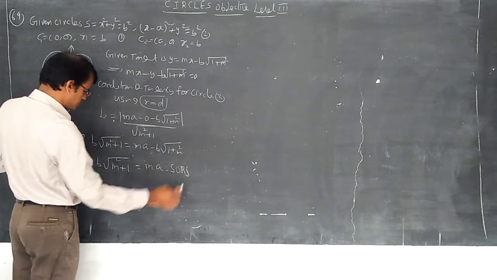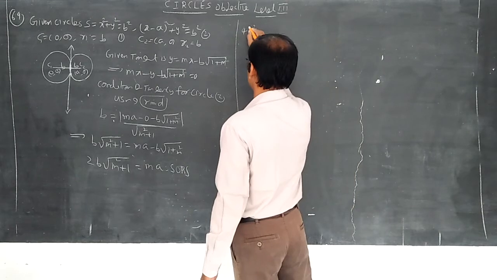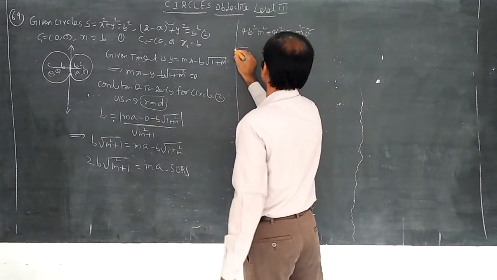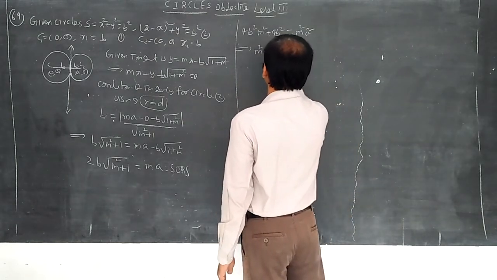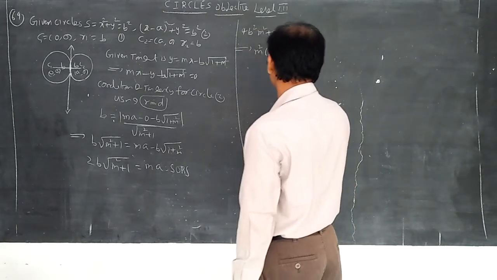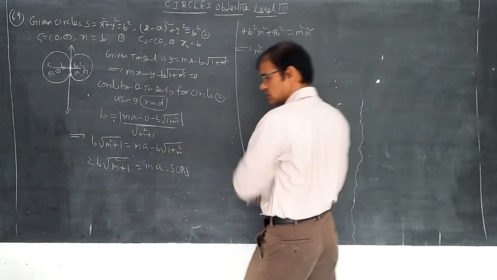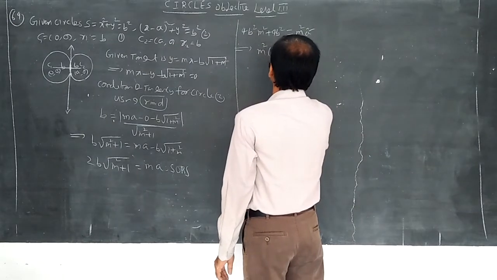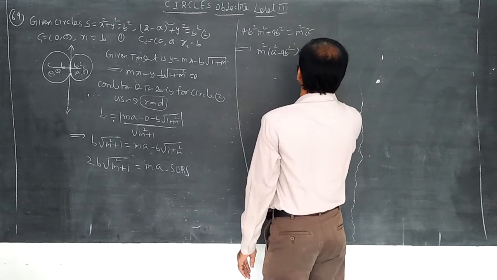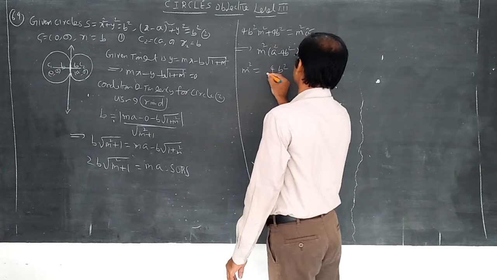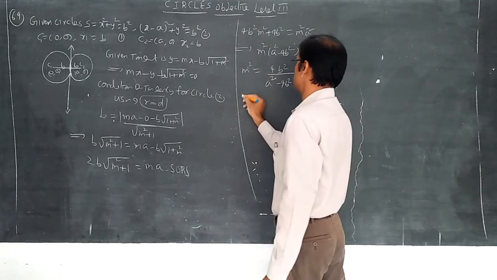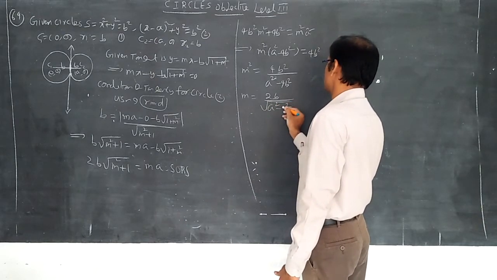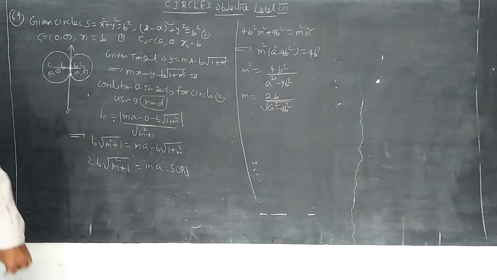By squaring on both sides, we get 4b²m² + 4b² = m²a². Taking m²a² to this side, with the minus sign, and m² taken common within brackets, we get m²(a² − 4b²) = 4b². Therefore m² = 4b²/(a² − 4b²). Since m is greater than 0, don't take the minus. So m = 2b/√(a² − 4b²).